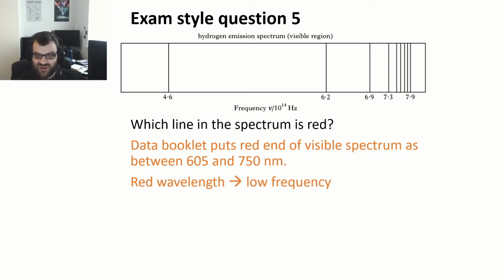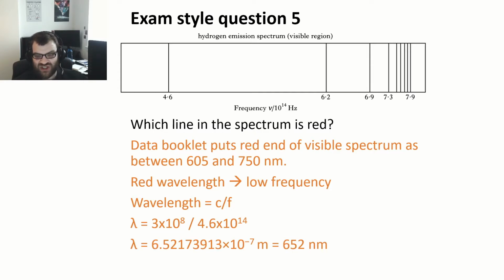To prove it, to make sure that we have got the correct answer, what we can do is use the relationship that wavelength equals the speed of light divided by the frequency. We plug in the numbers, and we'll start with the 4.6 one, because that's the lowest frequency in the question. So we do 3 times 10 to the power of 8 divided by 4.6 times 10 to the power of 14. That gives us our answer initially in meters. Convert it into nanometers, and the 652 nanometers fits within the range we want, which means that the answer is the line at a frequency of 4.6 times 10 to the power of 14 hertz.